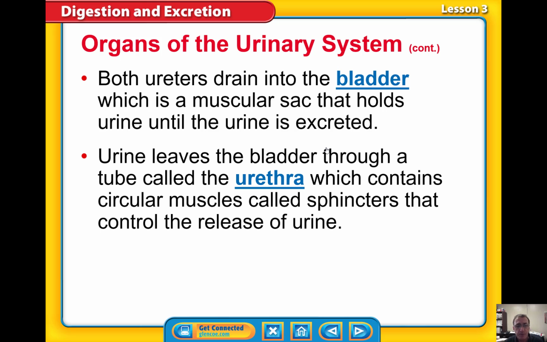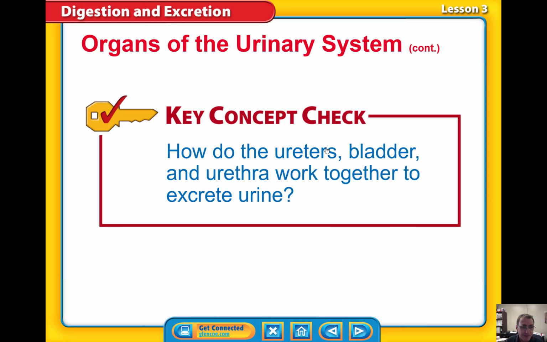Urine leaves the bladder through the tube called the urethra, which contains circular muscles called sphincters that control the release of urine. So those are like valves, very similar to what's happening at the anus. We have those valves that close and open. Thank goodness they are under voluntary control, because imagine what it would be like if you didn't have control. You'd be like a baby, just peeing or pooping whenever stuff collected. So it's a good thing we now have control. We're all old enough to have control.